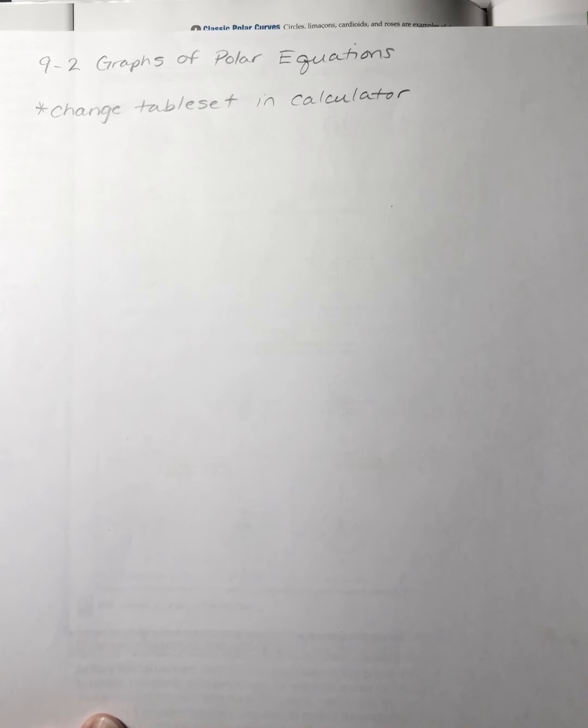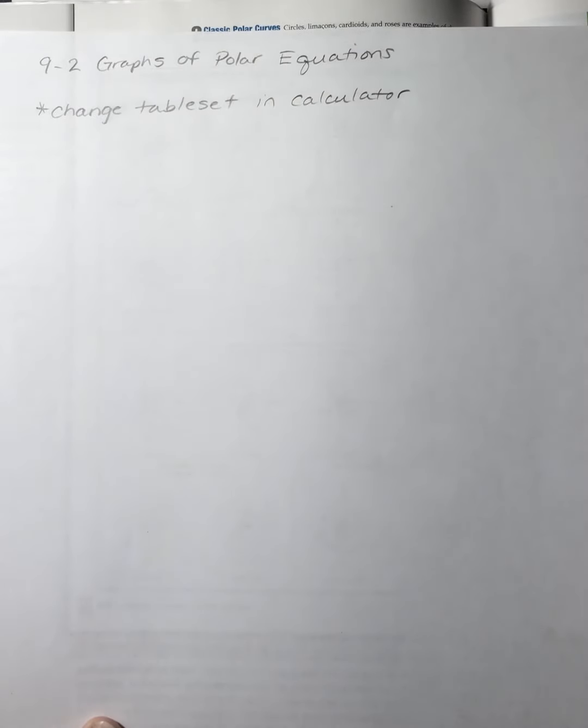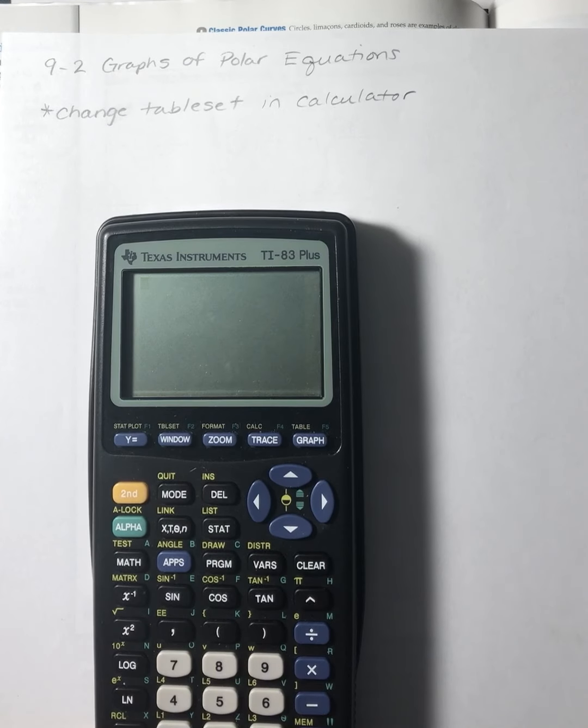All right, section 9.2 is on graphs of polar equations. These graphs are crazy. They're super neat. They're all different. What we want to do is change some things in the calculator, including our table set. Okay, so we're going to be doing this on polar graph paper.